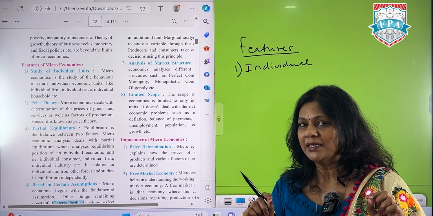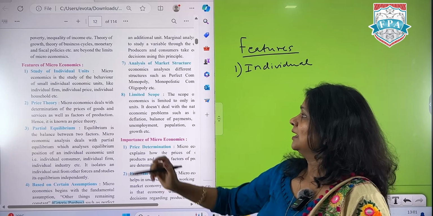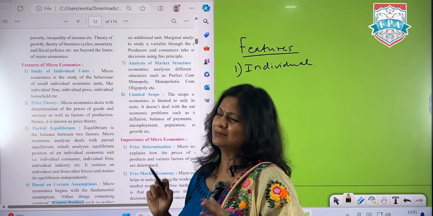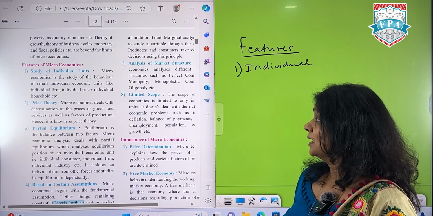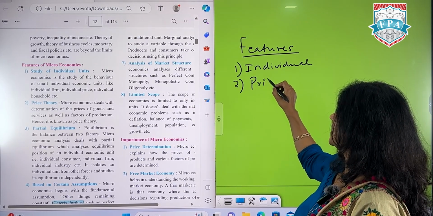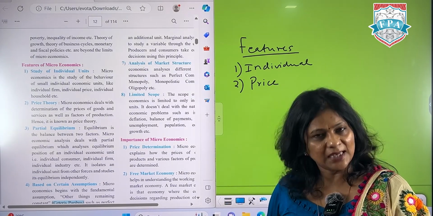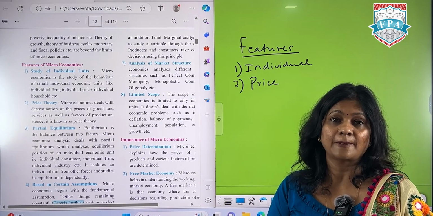What line do you have to write inside it? That it is a study of an individual household, individual firm. It is talking about individual price, etc. You get full marks. Now, it is talking about the fact that this is a theory of price. This can also come as a 2-marker. Is microeconomics a theory of price? Yes, microeconomics is a theory of price.